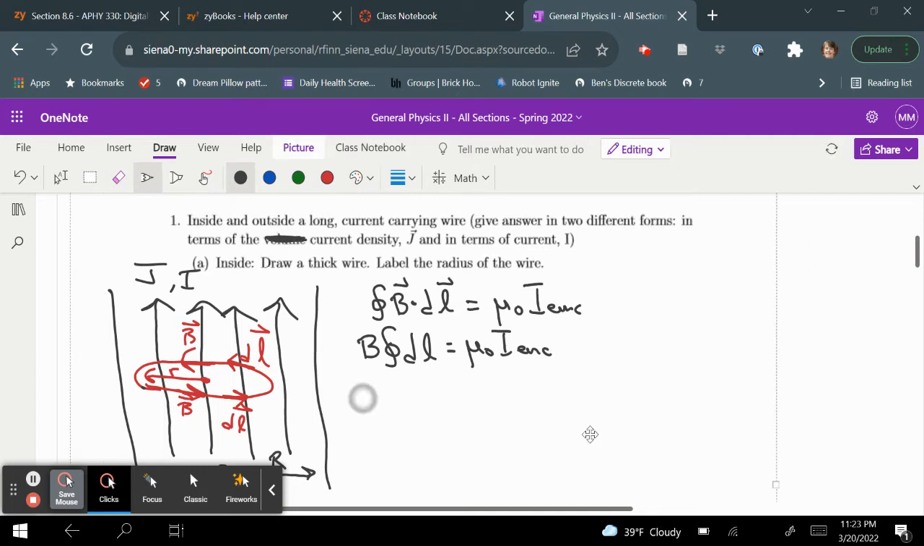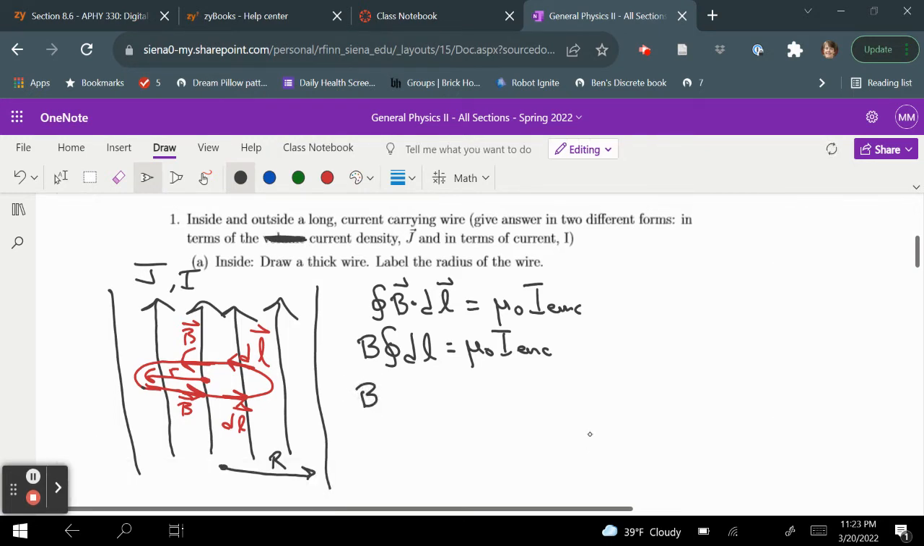So I'm going to have B times 2 pi times a little r, because my loop has a radius of little r, and this is going to be equal to mu naught, and I enclosed is going to be J times the area. So remember that J is equal to I divided by the area. So that means I know that I is going to equal J times A. And in this case, we have J times pi little r squared.